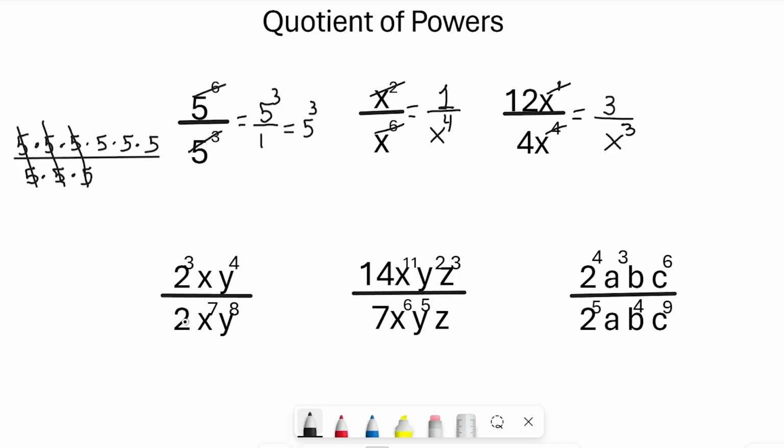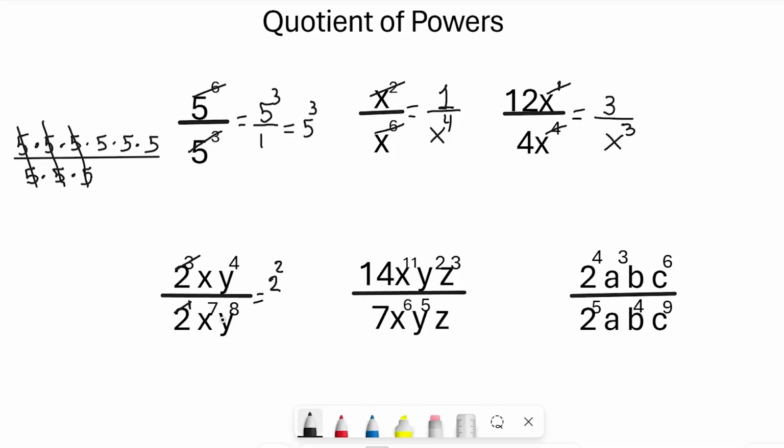Okay. For this one, how many factors do I have? Well, I have 3. That means I have 2 times 2 times 2. And this one is going to be 2 to the first power. If you don't see the exponent, it's going to be 1. So that means that I can cancel only 1. Out of 3, I can cancel only 1. So I'm going to end up with 2 to the second power.